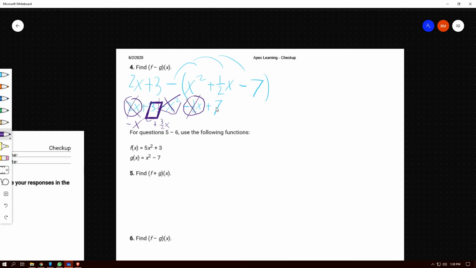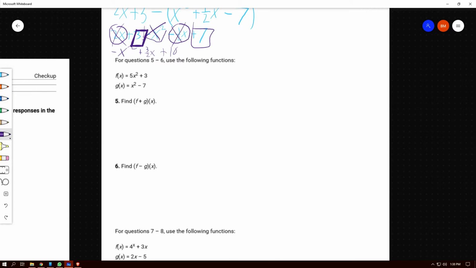And then I have a positive 3 and a positive 7. Well, that's just going to be a plus 10. So I have negative x squared plus 3/2 x plus 10. Again, subtraction, I had to put parentheses. I had to distribute the negative 1. But then in the end, I just combined my like terms and I was done with it. We're going to keep doing that for questions 5 and 6.